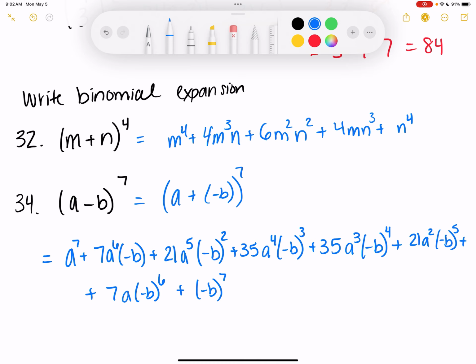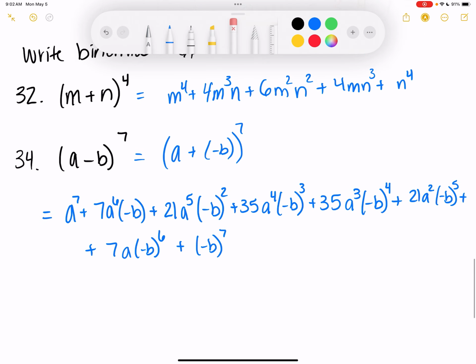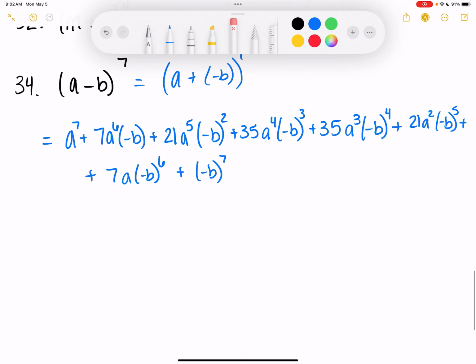Okay, now that's not my final answer in this case because I need to deal with these negative signs in here. So anytime we have a negative raised to an odd power, it's negative, or a negative raised to an even power is positive. So basically these terms are just alternating positive, negative as far as that goes. So this would be a to the seventh.